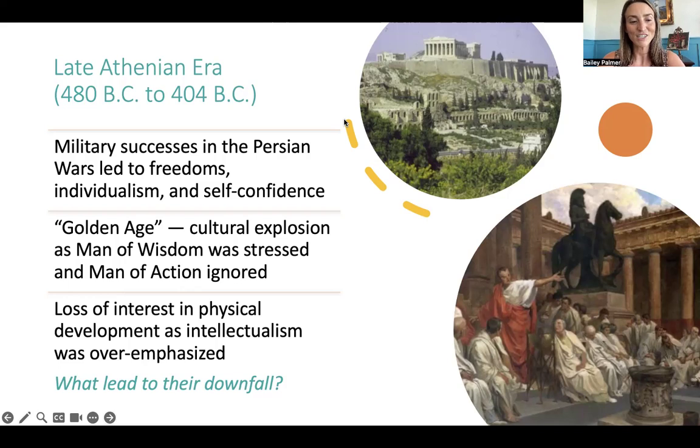And so this loss of interest in physical development occurred as intellectualism was overemphasized, and that's what led to their downfall. They actually were conquered by the Macedonians, and since they stopped training physically and their military was very weak, the Macedonians took over Athens, and again, that's what led to the downfall of the Athenians.